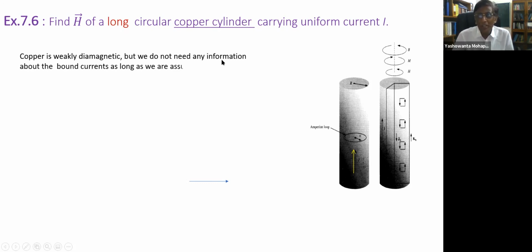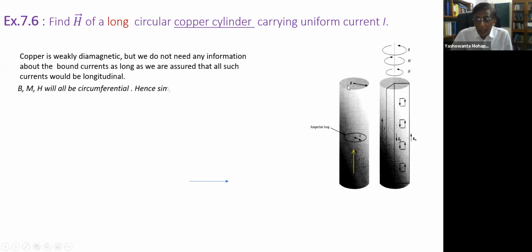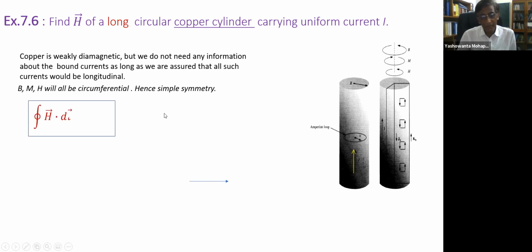We don't need any information about the bound currents as long as you are assured that if there is any bound current because of the material, then it is along the longitudinal direction. If that is true, then we can use the fact that if the current is axial, then B, and hence magnetization and hence H, will all be circumferential. So B, M, and H will all be circumferential as long as I'm sure that the current is axial. Then of course I can choose my Amperian loop. H dot dl is I_f enclosed.